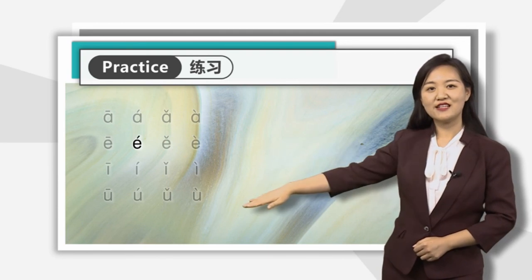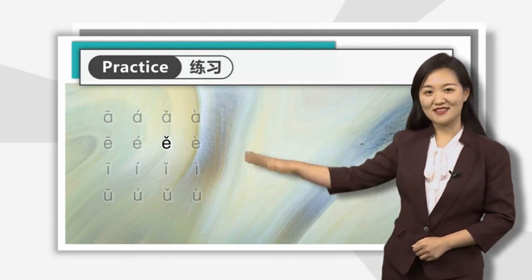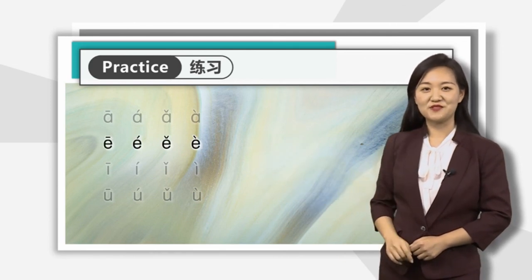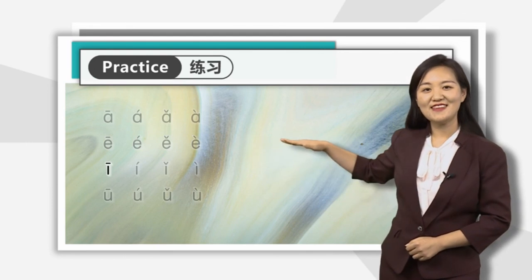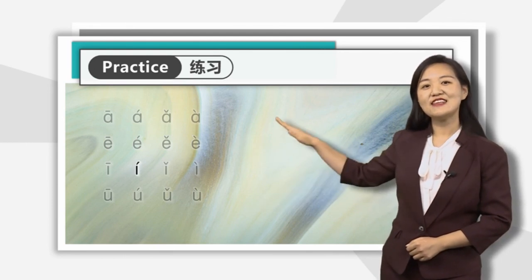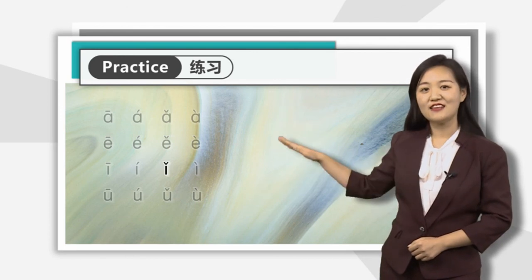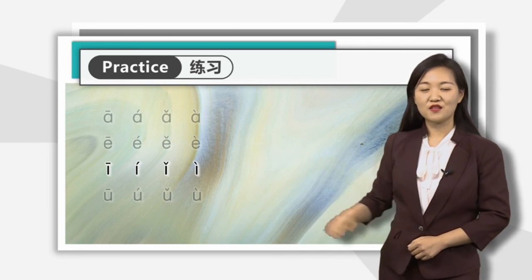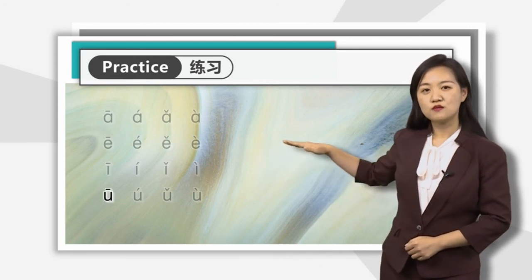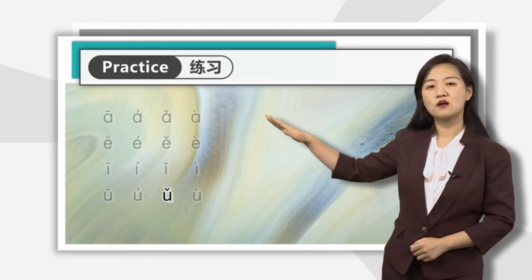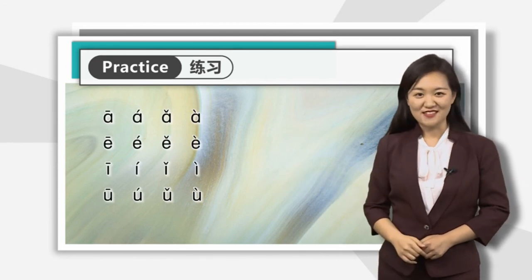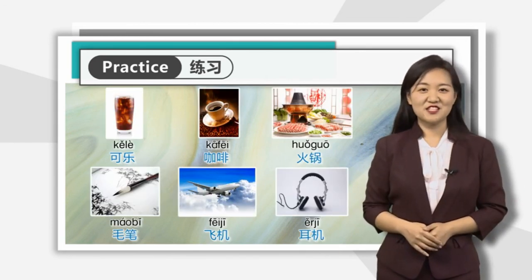呃. The next group. 一. The last group. 乌. Well done. Now let's look at the pictures and read the words after me.